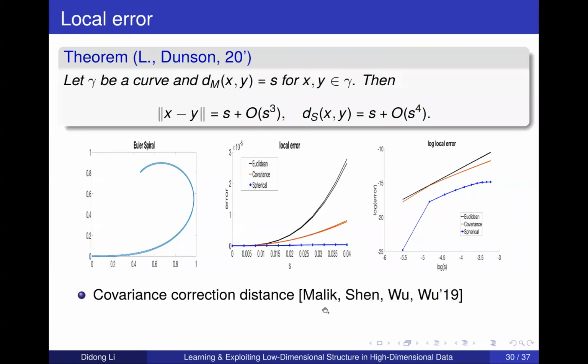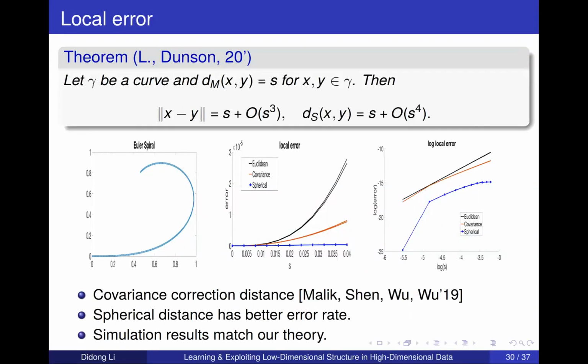This is done by a group of people at Duke Math department. So basically they're estimating the distance by the Euclidean distance plus a correction term, which depends on the coherence matrix. That's why it's called the coherence correction distance. And you can take the log to see the different rate. So the spherical distance has a better rate, and the new simulation result matches our theory.